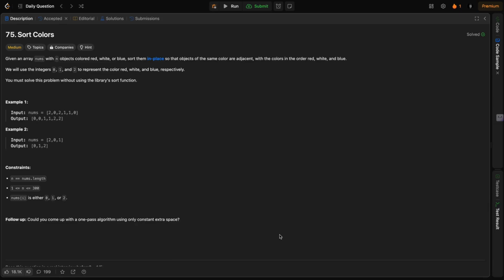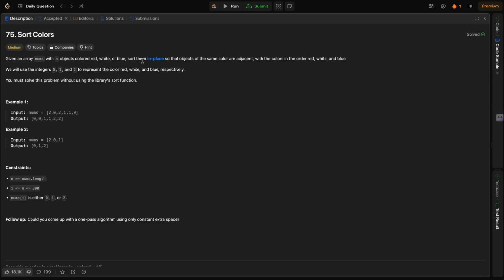So the problem that we will be looking at is called Sort Colors. It's problem number 75 on LeetCode, wherein you're given an array nums with n objects that are colored and we have to sort them in place. This is an important thing, that we have to sort them in place so that objects of the same colors or the same numbers are sorted in adjacent order.